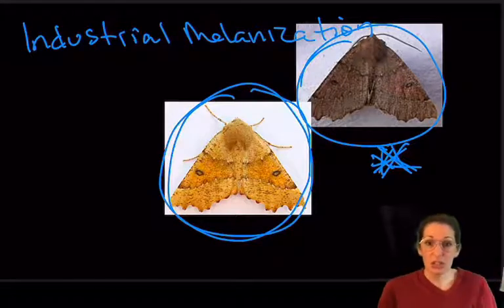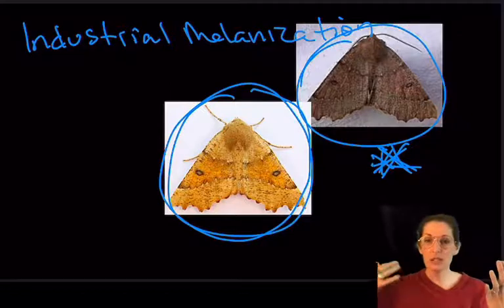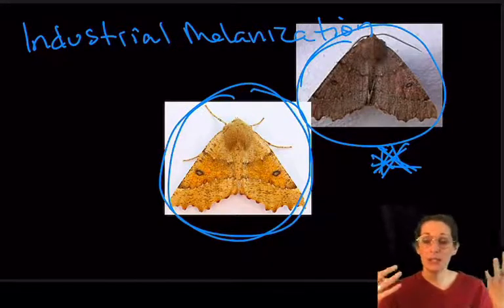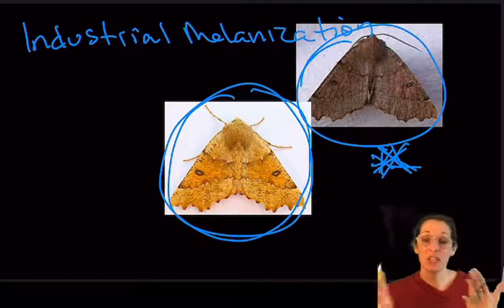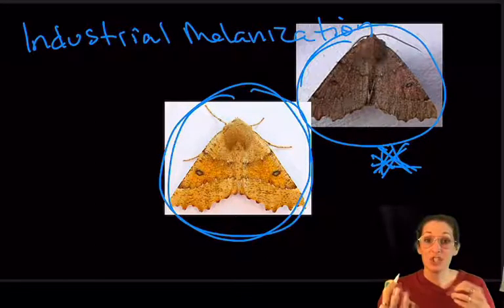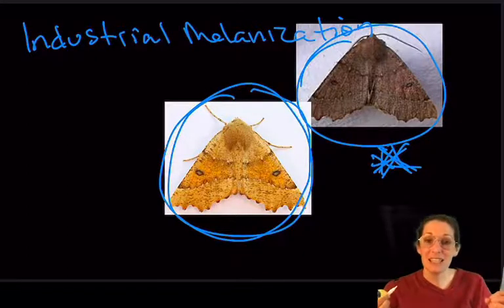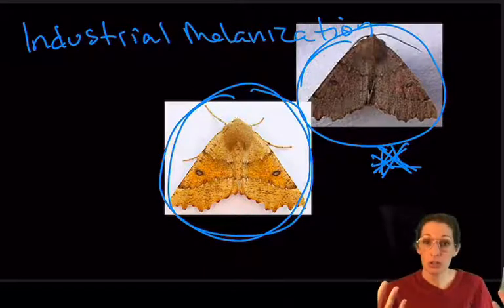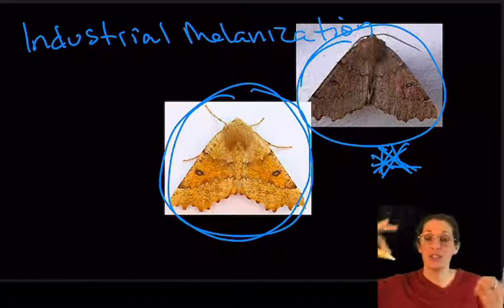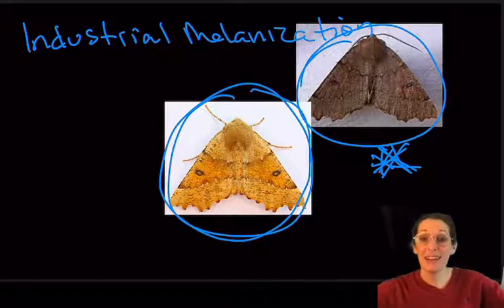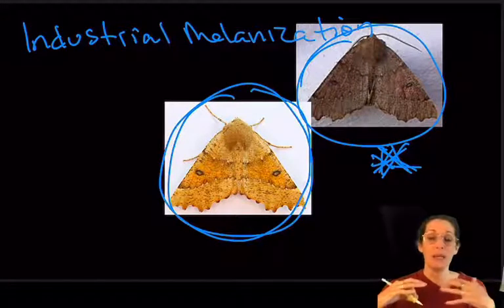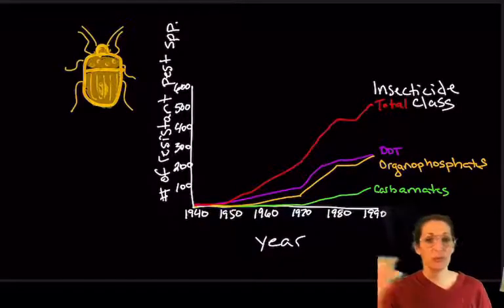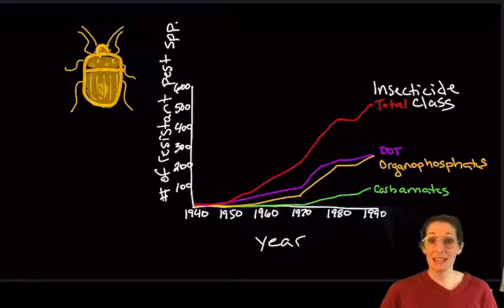The alleles didn't change. The alleles that confer dark mothness and the alleles that confer light mothness were already present. The environment changed, and the change in the environment changed the relative fitness of these two alleles. So the alleles that confer dark now have higher relative fitness. What do we see? We see the spread of that allele through the population, and now there are many more dark moths than light moths. Another example that we've already seen from previous discussions is pesticide resistance.